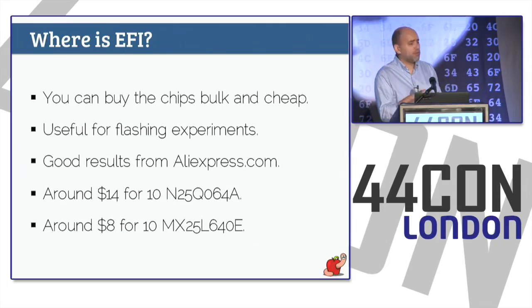Something you can do is buy these from AliExpress. AliExpress is a really nice site because everything is cheap and you can buy in bulk. So you can buy these chips for testing. I recommend it because it's very interesting. If you want to try something to see if your flasher is working and so on, you can buy these chips for like $14 for 10 chips, and use them for testing. If you, for example, mess up the chip on your machine, you can replace it with one of these.